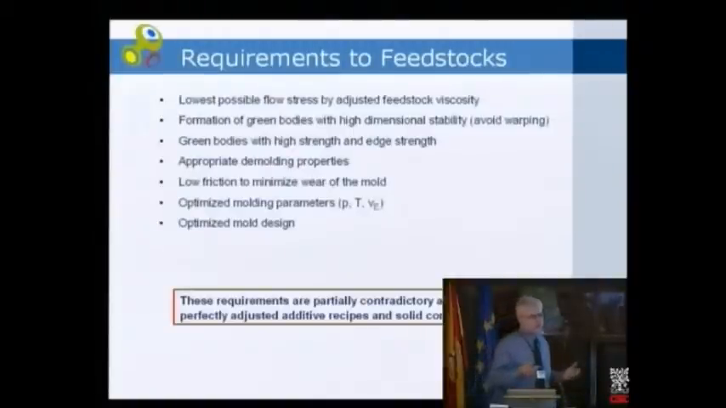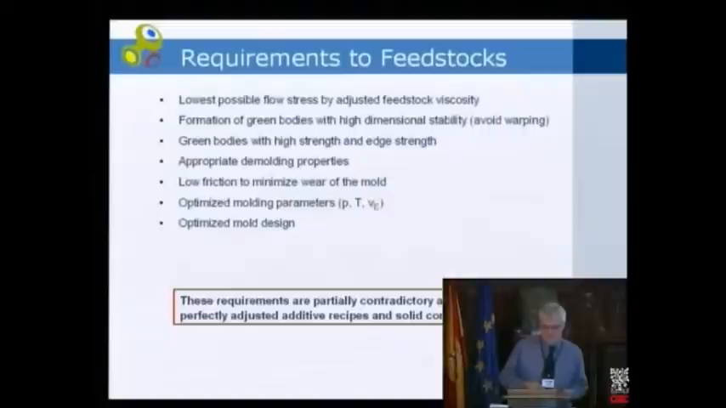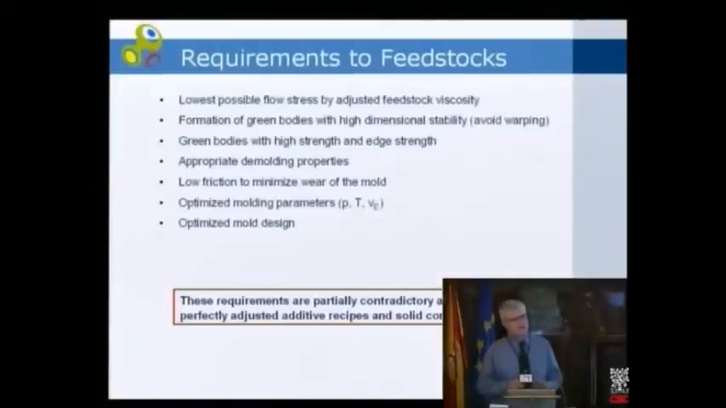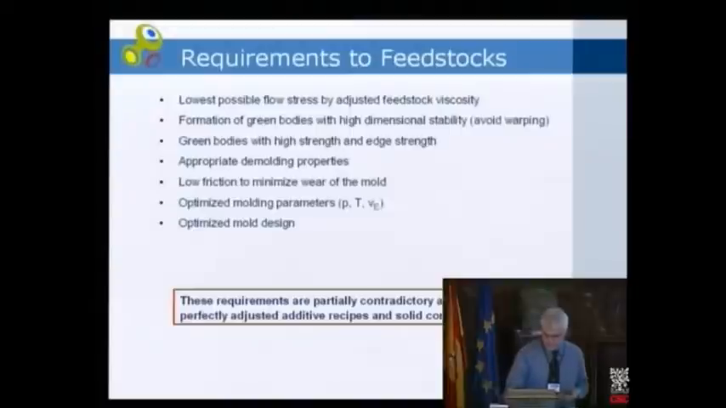We want green bodies with high strength and edge strength so that we can either take them out with an automatic handling system or let them fall into a bin. We want appropriate demolding properties. This means stuff shouldn't stick to the mold. We want low friction to minimize the wear. And of course, we have to trigger the optimum molding parameters and use an optimized mold design. So you can see here that these requirements are partially contradictory. You cannot have high solids loading and low viscosity at the same time, so it's always a compromise between different issues.